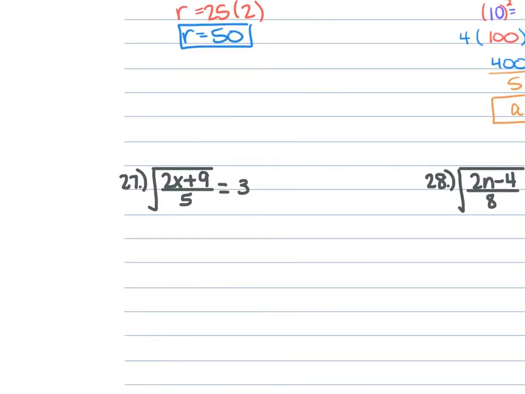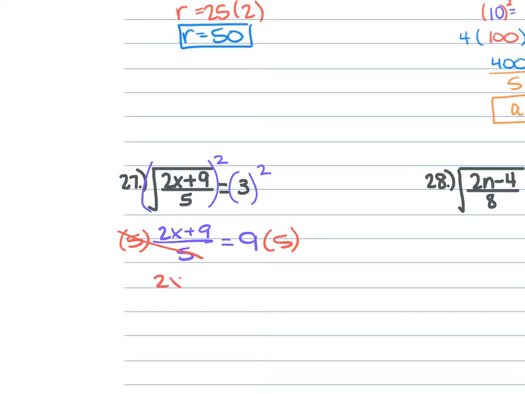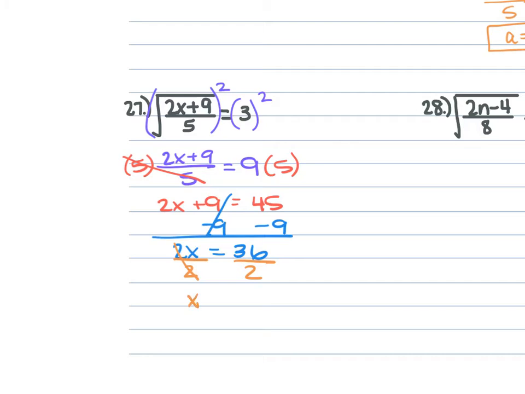For 27, we have the square root of (2x + 9)/5 is equal to 3. Our radical is isolated, so square each side. So this is going to give us (2x + 9)/5 is equal to 9. We want to multiply each side by 5 to get rid of that fraction, to get 2x + 9 is equal to 45. We subtract 9 from each side to get 2x is equal to 36. And then we divide each side by 2 to get that x is equal to 18.